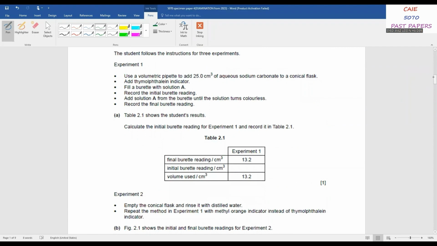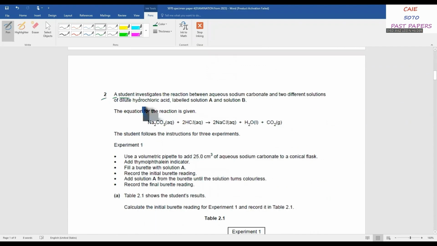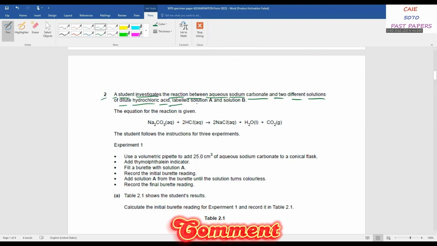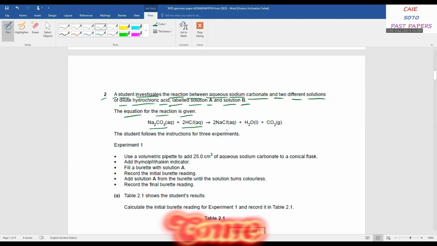Question number 2. A student investigates the reaction between aqueous sodium carbonate and two different solutions of dilute hydrochloric acid, labeled solution A and solution B. The equation for the reaction is given. Na2CO3 aqueous plus 2HCl aqueous. The product will be 2NaCl aqueous plus H2O liquid plus CO2 gas. You see, gas is produced in this reaction. The student follows the instructions for 3 experiments.